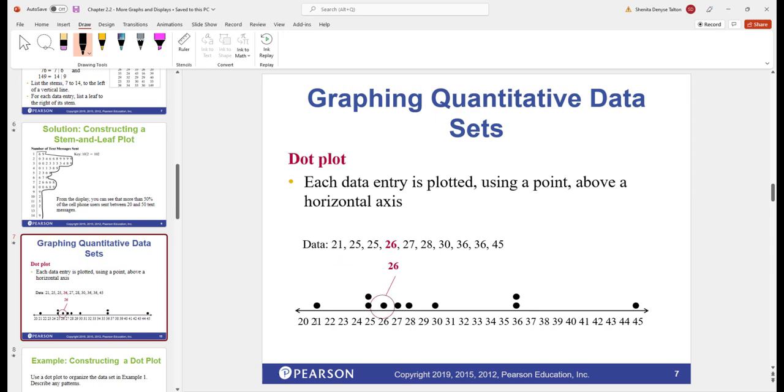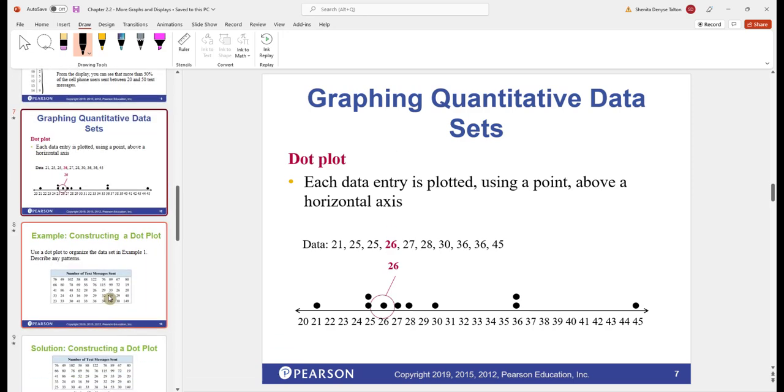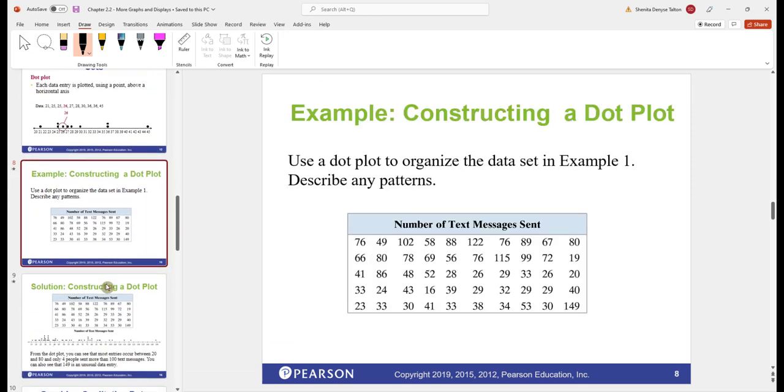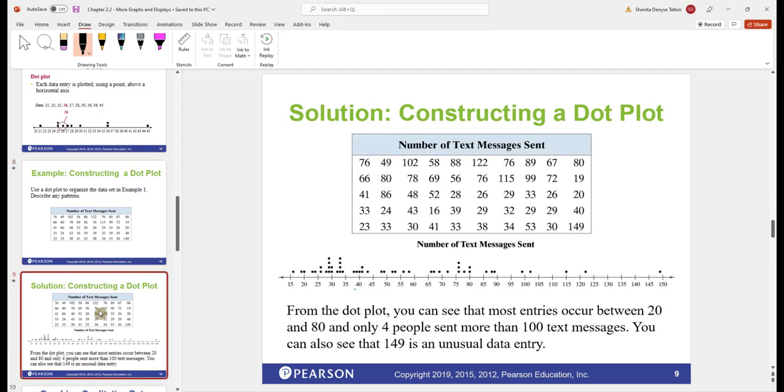So you got 21, we'll put a dot at 21. We got 225, so we stack the dots on top of each other. The same thing for 36, you have 236. So let's go back to our previous example with the text messages, and we're going to put this into a dot plot. StatCrunch would do a dot plot, Excel would not. But this is how your data set will look.